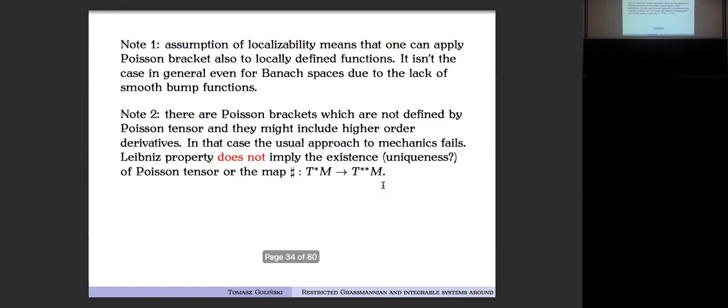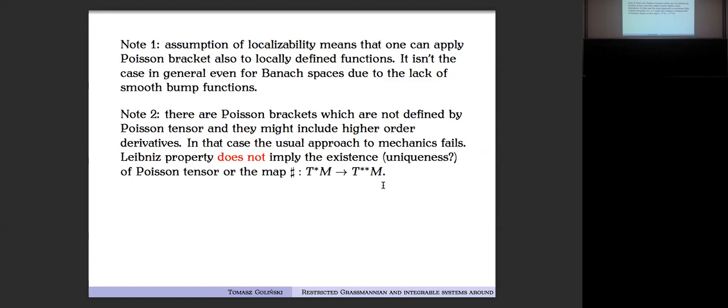These are sometimes called queer Poisson brackets, since they come from queer vector fields. And their existence is not very special. They can even be written down on a Hilbert space, in a Banach setting, where one would not expect it.